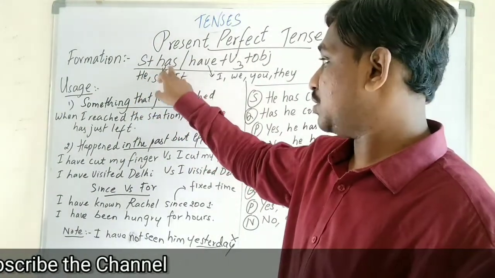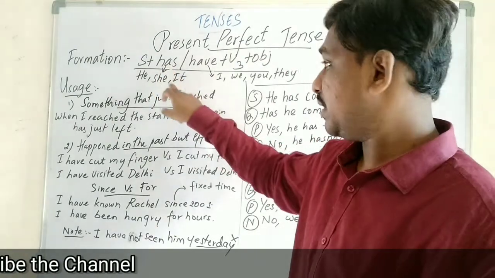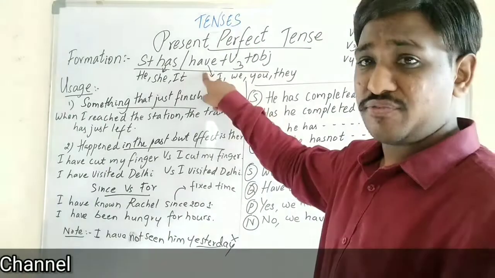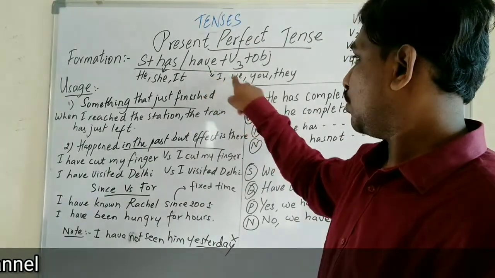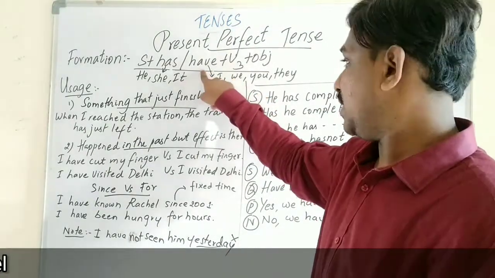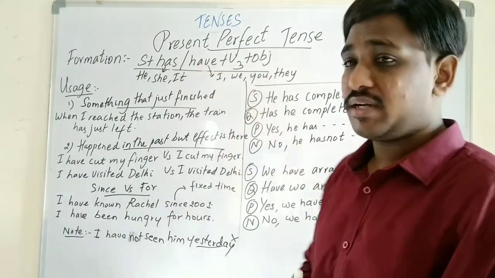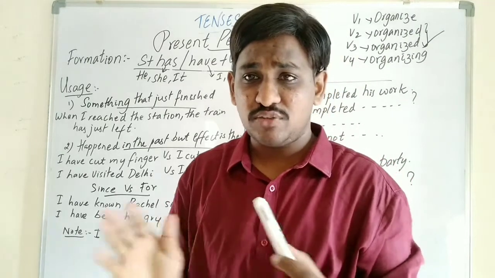He has completed his work. She has completed her work. It has completed. Have: I have completed my work. We have played a game. You have completed your work. And they have completed their work. So that is the formation.